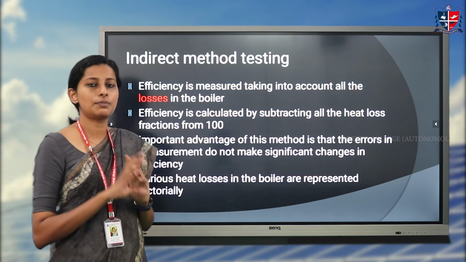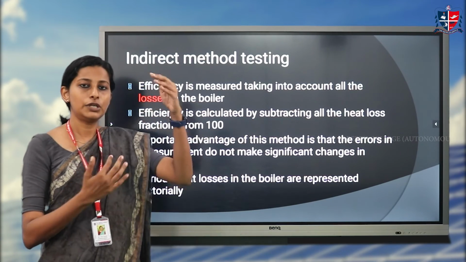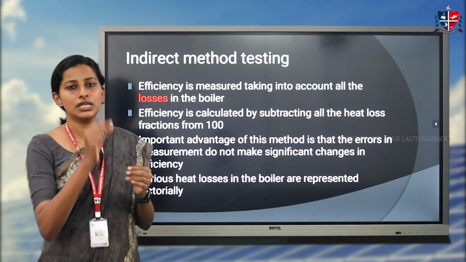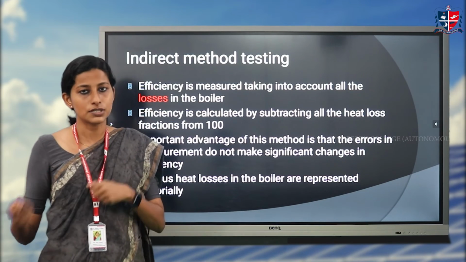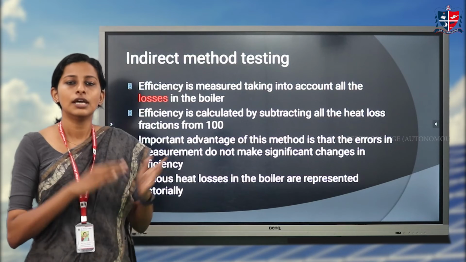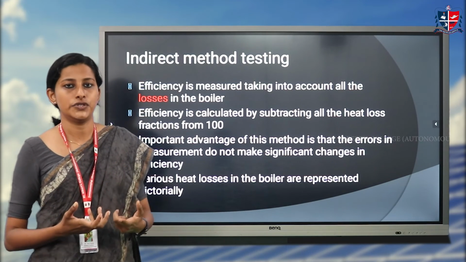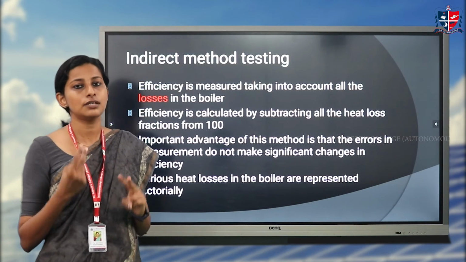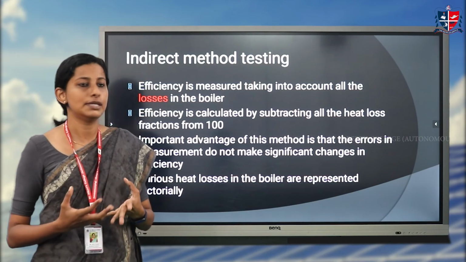It is calculated by subtracting all the heat losses from 1 to 8. There is a set of 8 losses. Each of the losses we compute using separate instruments. We add up all the losses and we subtract it from 100 to get the efficiency. So that is the next method, or the second method, of assessing the performance of a boiler.